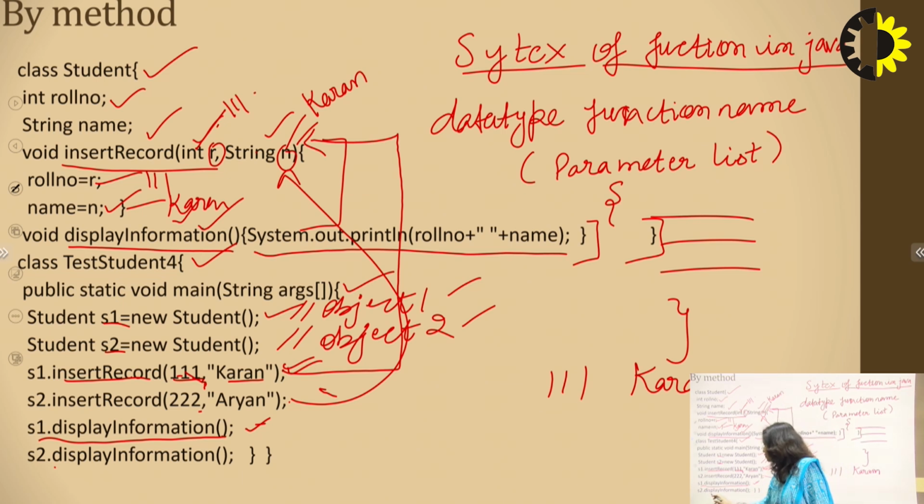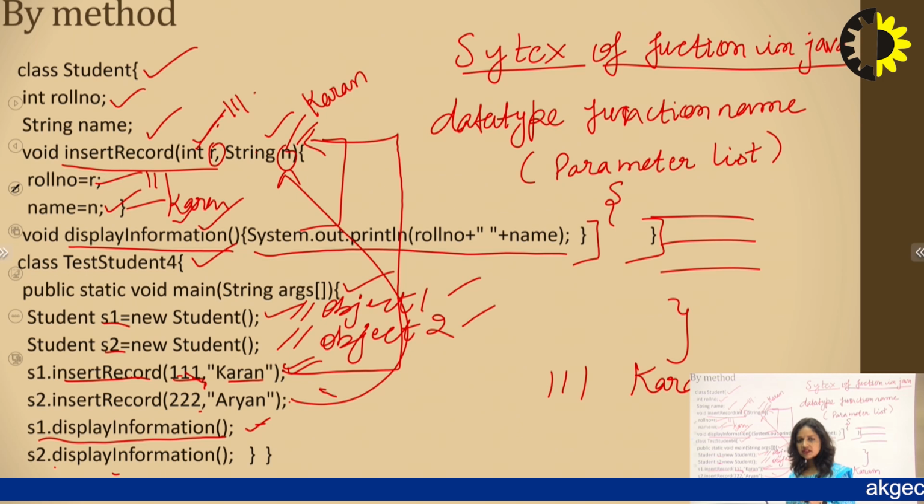And when s2.display is called, because s2 is holding the call for insertRecord with 222 and RN, and s1 is invoking the insertRecord method with 111 and Karan, they will have two different references for the same method, one with the s1 object and one with the s2 object. So we have two different values for two objects, and when displayInformation is called two times, once by s1 and once by s2, two different values will be printed in the output, 111 Karan and 222 RN. So this is how a method can also be used to create a reference for an object.